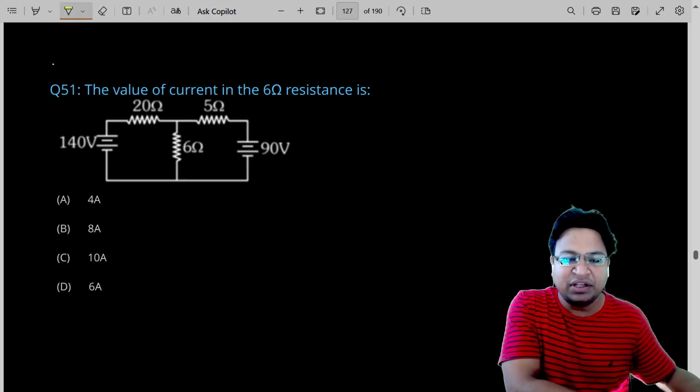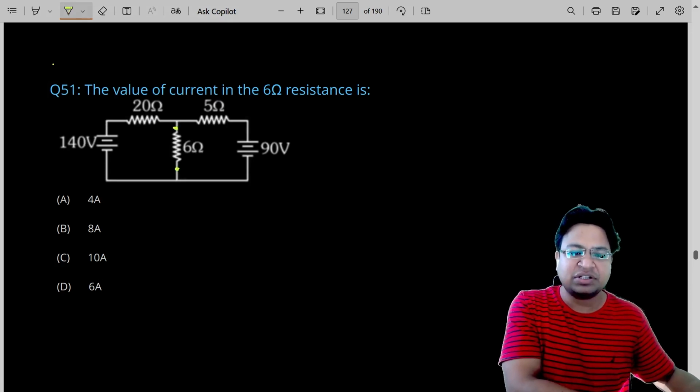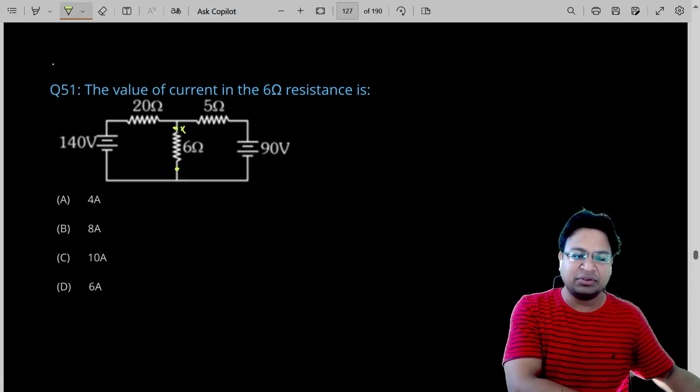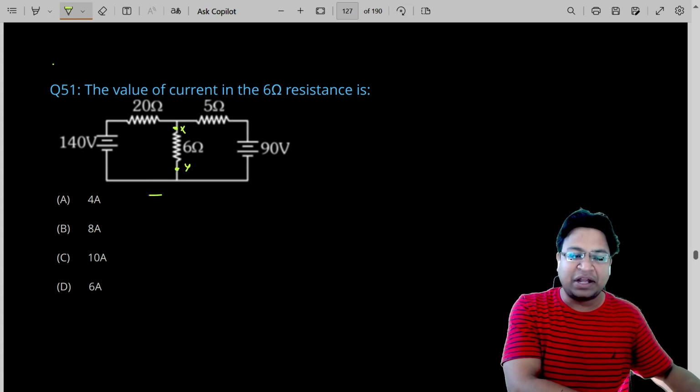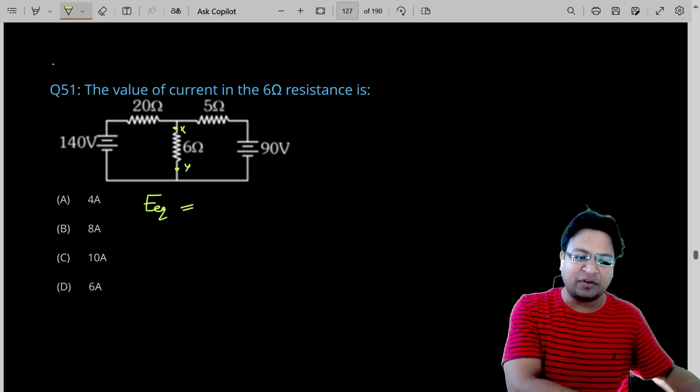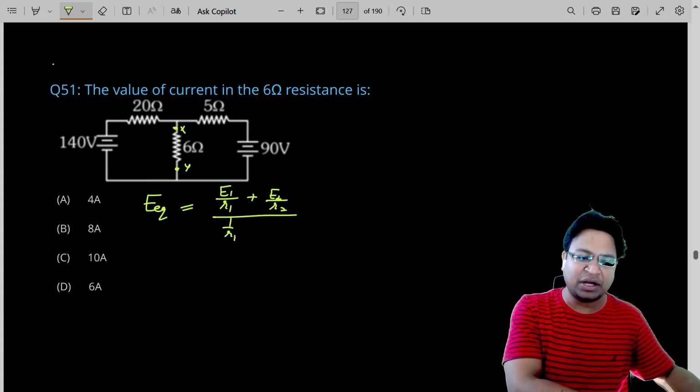Now, if we think about the 6 ohm resistor, we can consider, like if we think about these points x and y, we can consider that we have two batteries, one of 140 volt and 20 ohm internal resistance, and the other of 90 volt EMF and 5 ohm internal resistance, and these are connected parallelly to each other across the point x and y. So I will try to find out the E equivalent. The formula for E equivalent is E1 by R1 plus E2 by R2 divided by 1 upon R1 plus 1 upon R2. So I'm going to use this.